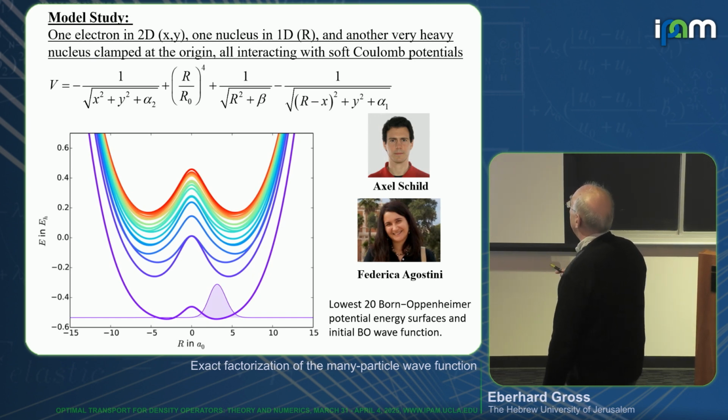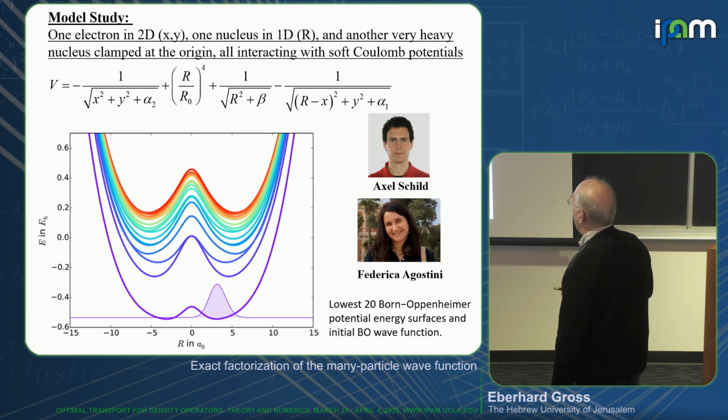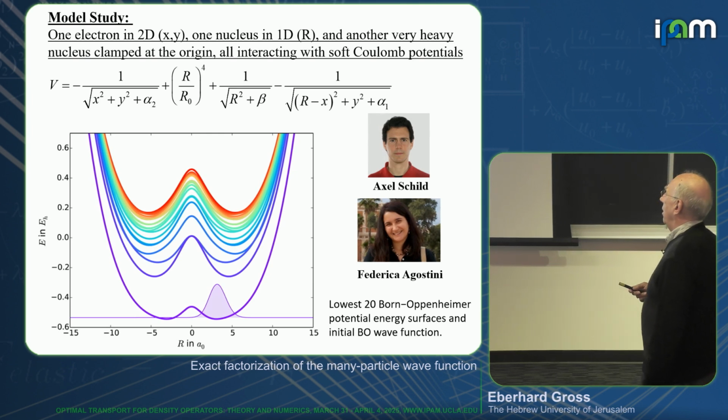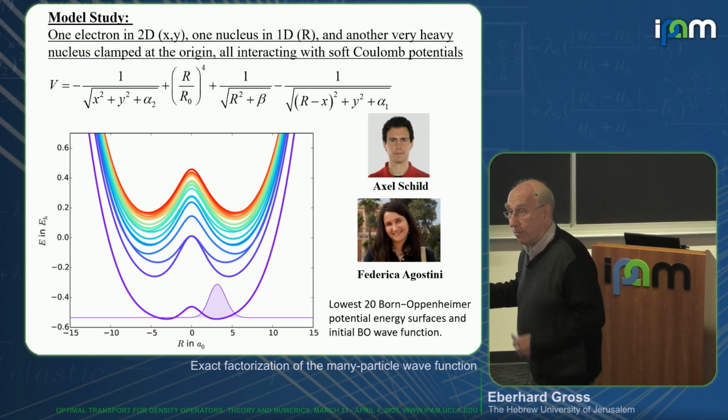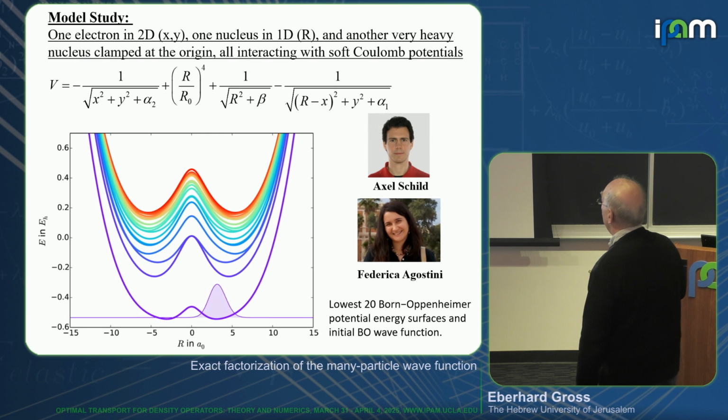Now we first tested that for a simple model system, just to fix the ideas. So that's the potential terms of the Hamiltonian. If you solve the corresponding Born-Oppenheimer problem, you see it's designed in this way, so you have this kind of double well. And that's the lowest 20 Born-Oppenheimer surfaces, and if you start your nuclear wave packet propagation here, then what you expect is that you have a tunneling oscillation. And so that's the nuclear wave packet, but the electrons move with the nuclei. That's exactly what you expect.